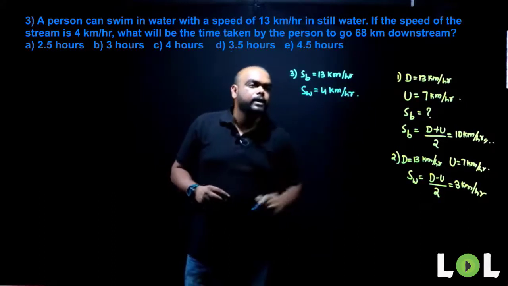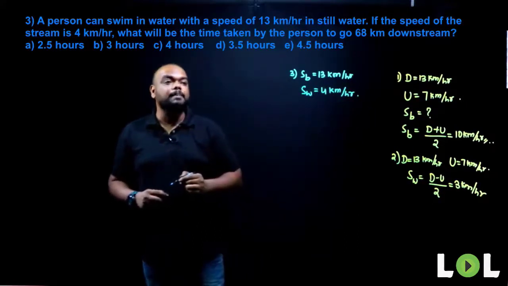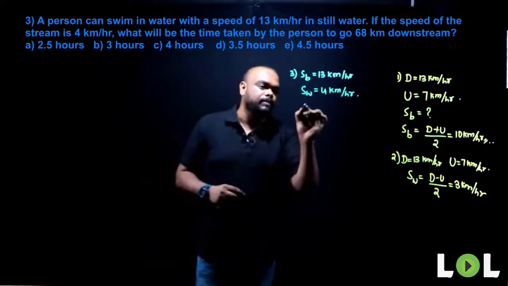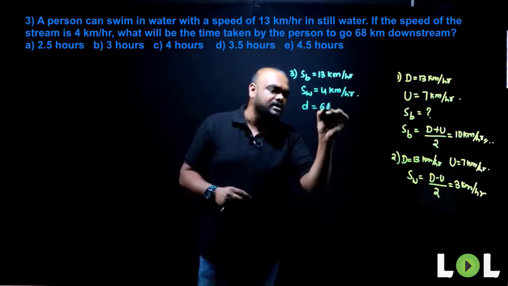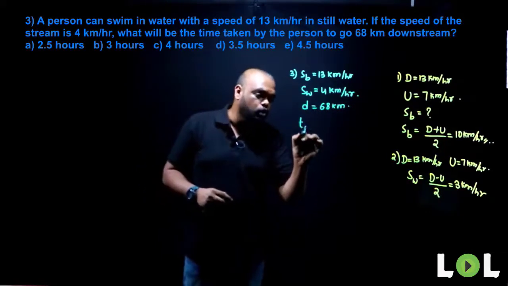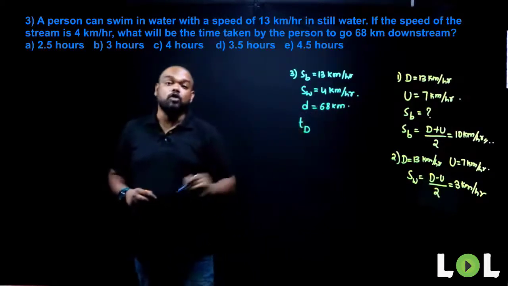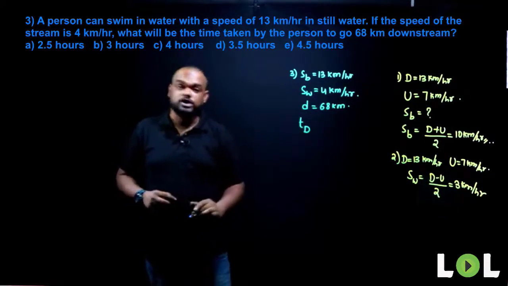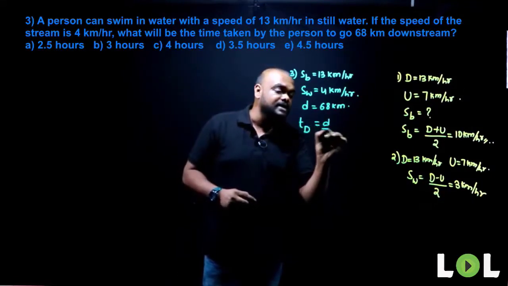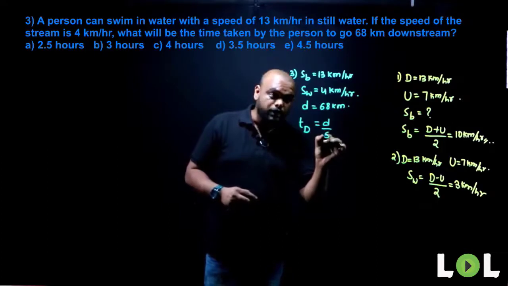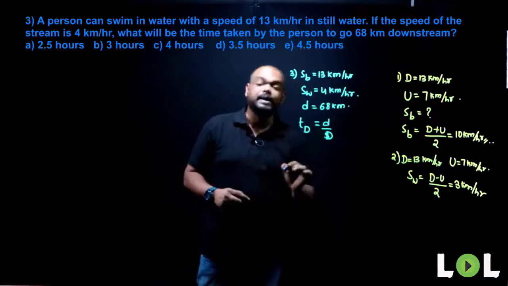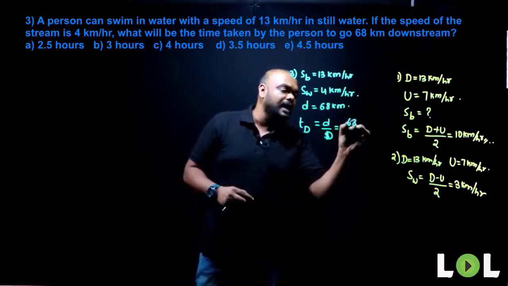Now what will be the time taken by the person to go 68 kilometer downstream? He is giving us a distance of 68 kilometer. He's asking what is the time taken by the person to go 68 kilometer downstream, time taken during downstream. Now, how do we calculate time? Time is distance by speed. Which speed we have to use? Since he is going downstream, the speed must be downstream speed, that is D. What is distance? 68 kilometer.